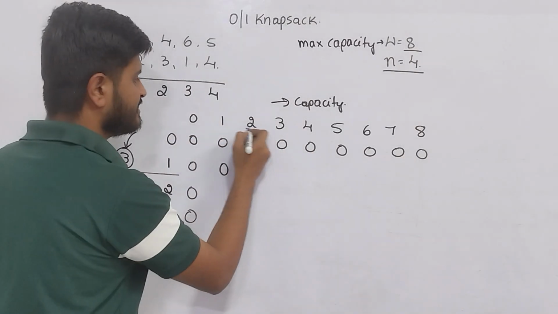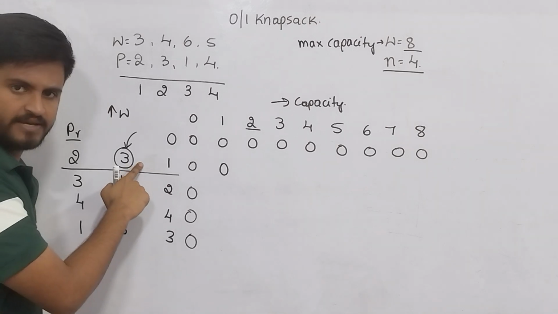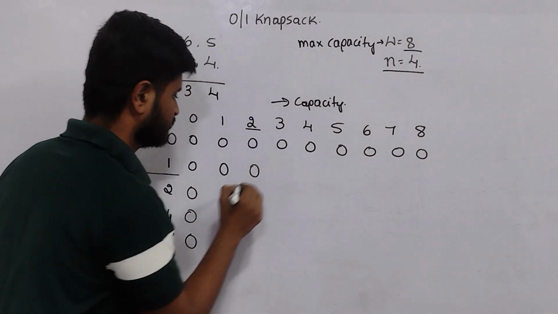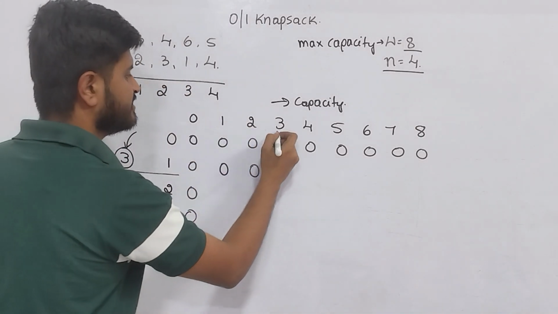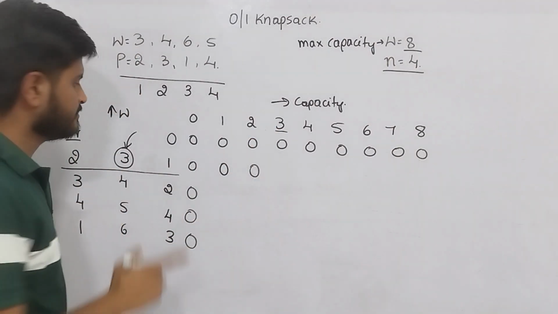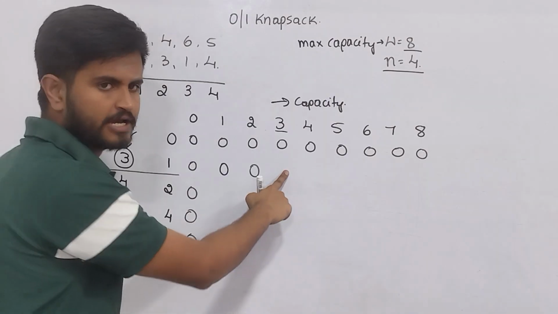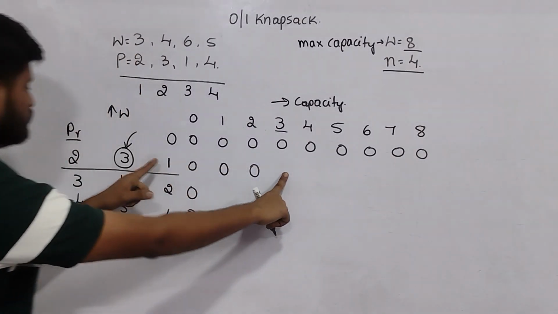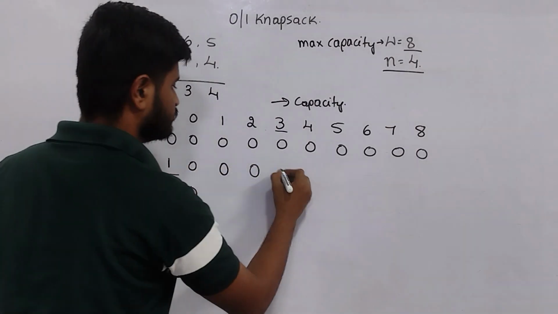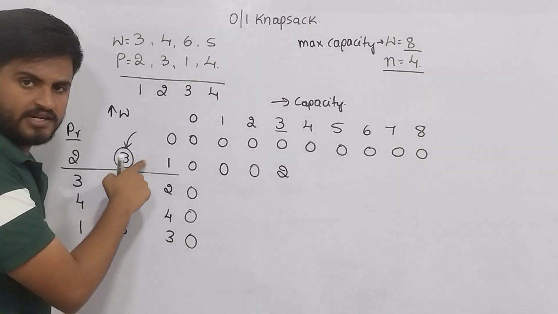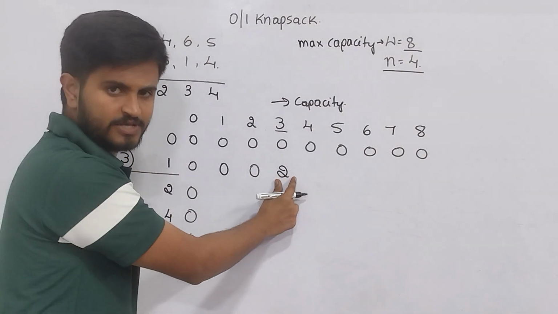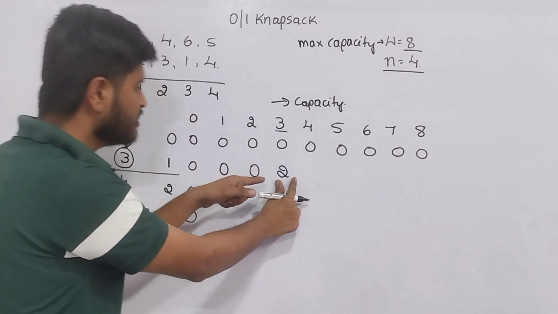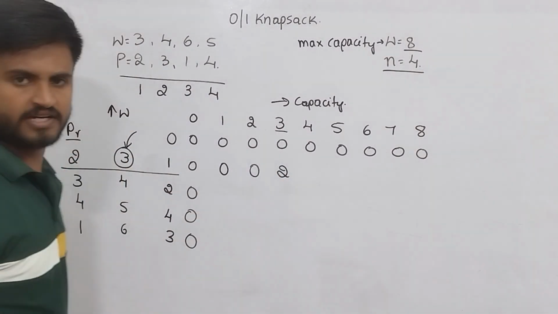Next, the capacity is 2 and my weight is 3. Can I place a 3 weighted object in 2 capacity? No. Next, capacity is 3, weight is also 3. Yes, I can place this object, object number 1, here, but here you must write the profit value, the maximum profit value. What is the profit of the first item? It is 2. Using the weight, you check whether you can place the object there, and if you can, you write the profit of that object.